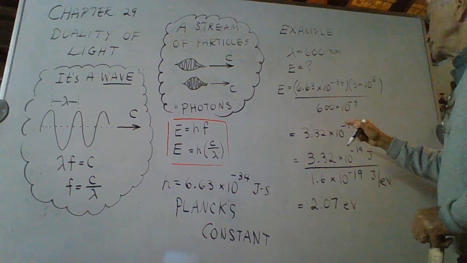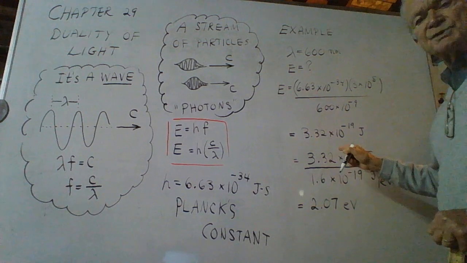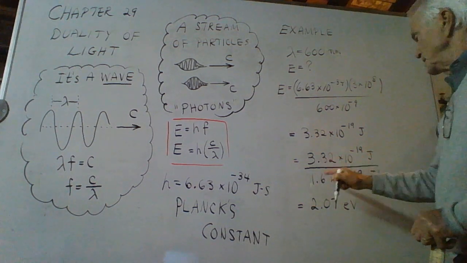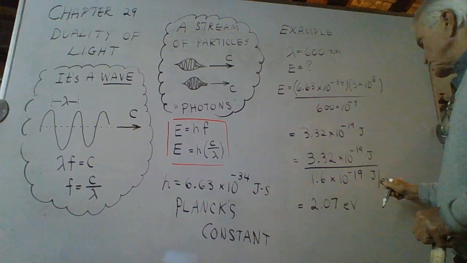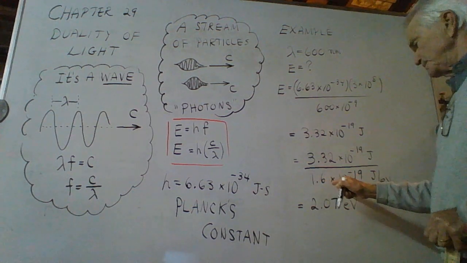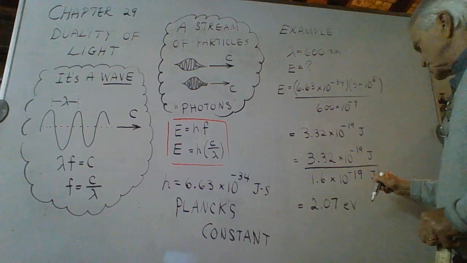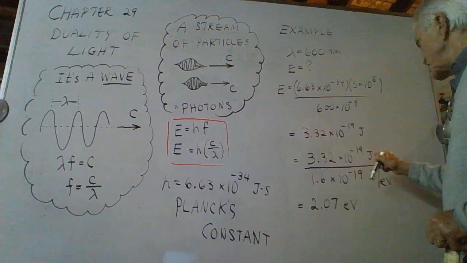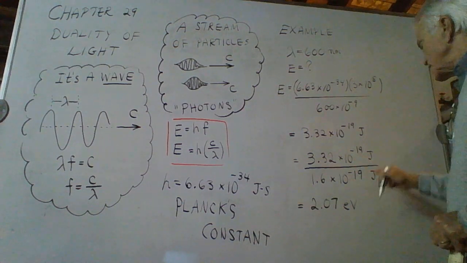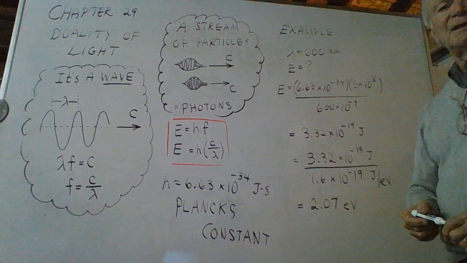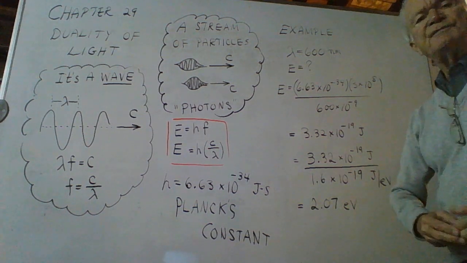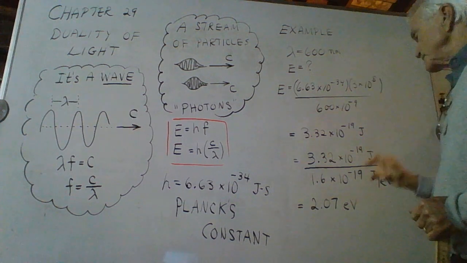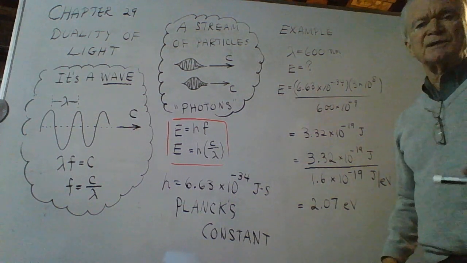We can convert this number from joules into the other form of energy, electron volts, eV, by dividing by the number of joules per electron volt, which is 1.6 times 10 to the negative 19th joules. That makes up 1 electron volt. Dividing this into that, the J's cancel and an eV comes upstairs. Final result, the energy of every one of the photons in a beam of light whose wavelength is 600 nanometers is 2.07 eV.